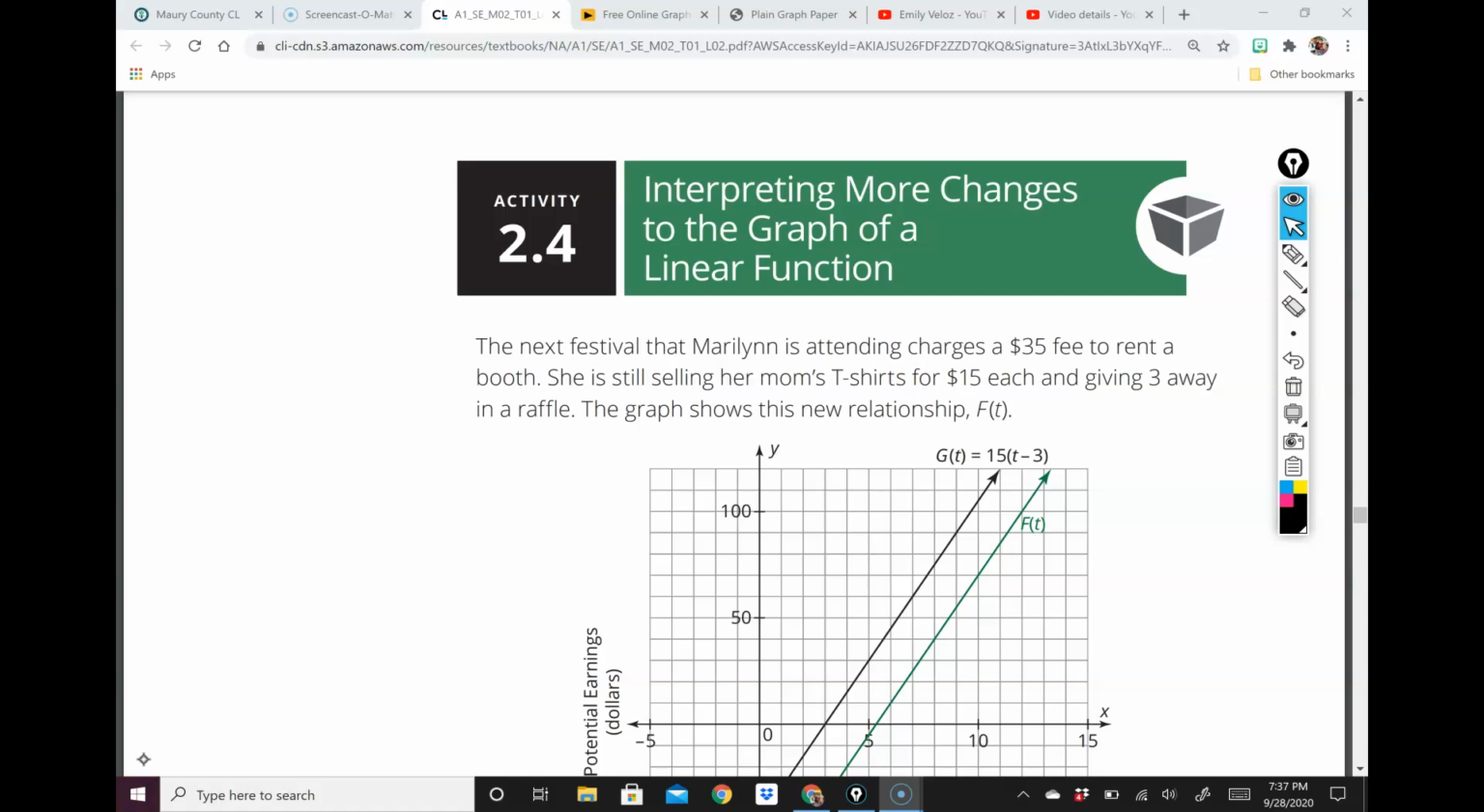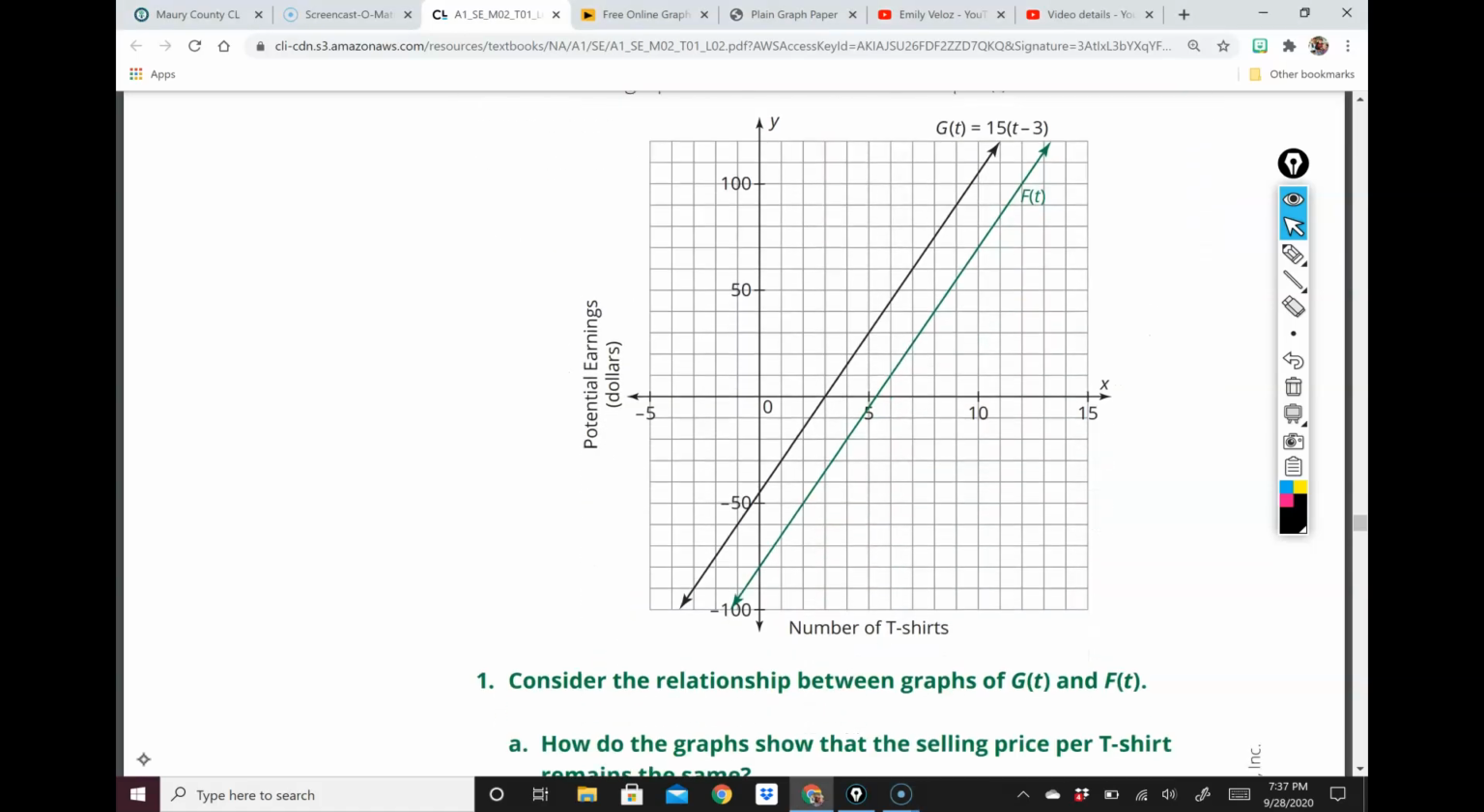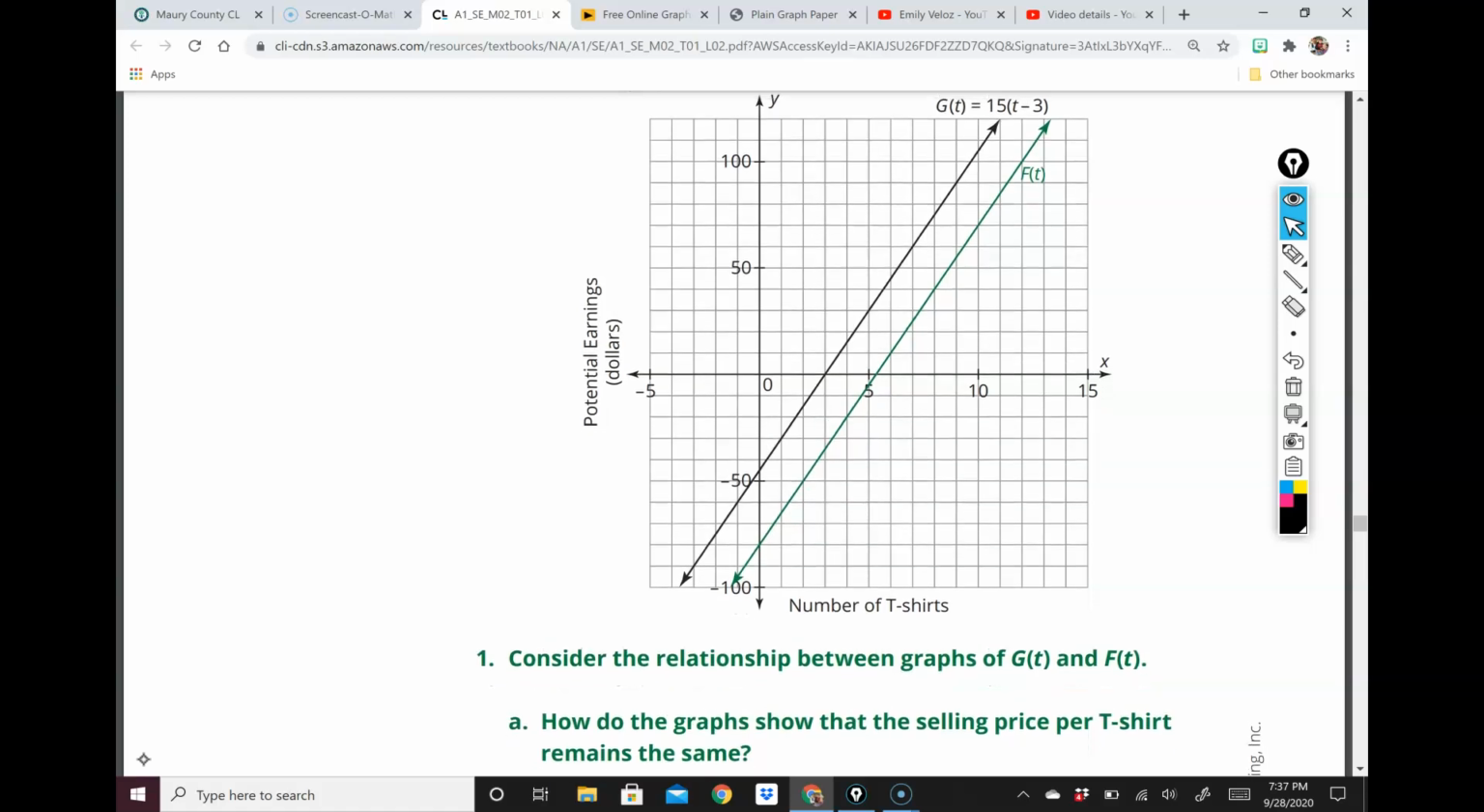Activity 2.4, interpreting more changes to the graph of the linear function. The next festival that Marilyn is attending charges a $35 fee to rent a booth. She's still selling her mom's t-shirts for $15 each and giving away 3 in a raffle. The graph shows the new relationship f(t). Consider the relationship between the graphs of g(t) and f(t). How do the graphs show that the selling price per t-shirt remains the same?